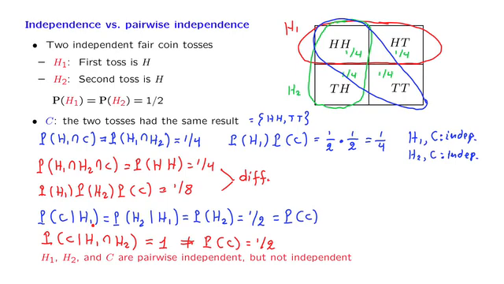H1 by itself does not carry any useful information, but the two events together, H1 and H2, do carry useful information about C. Once you know that H1 and H2 occurred, then C is certain to occur, so your original probability for C, which was 1/2, now gets revised to a value of 1. So H1 and H2 carry information relevant to C, and therefore C is not independent from these two events collectively, and we say that events H1, H2 and C are not independent.